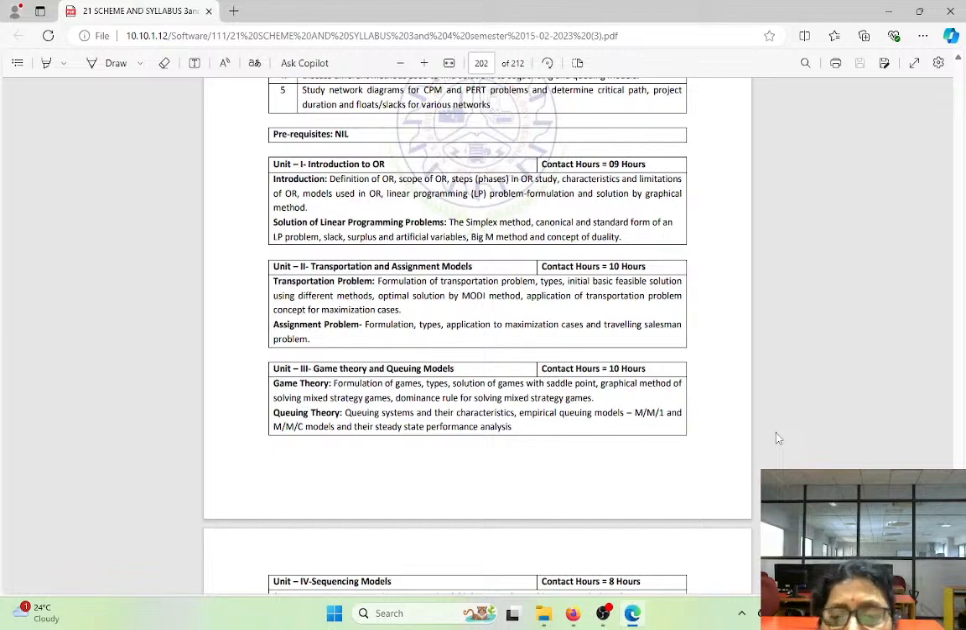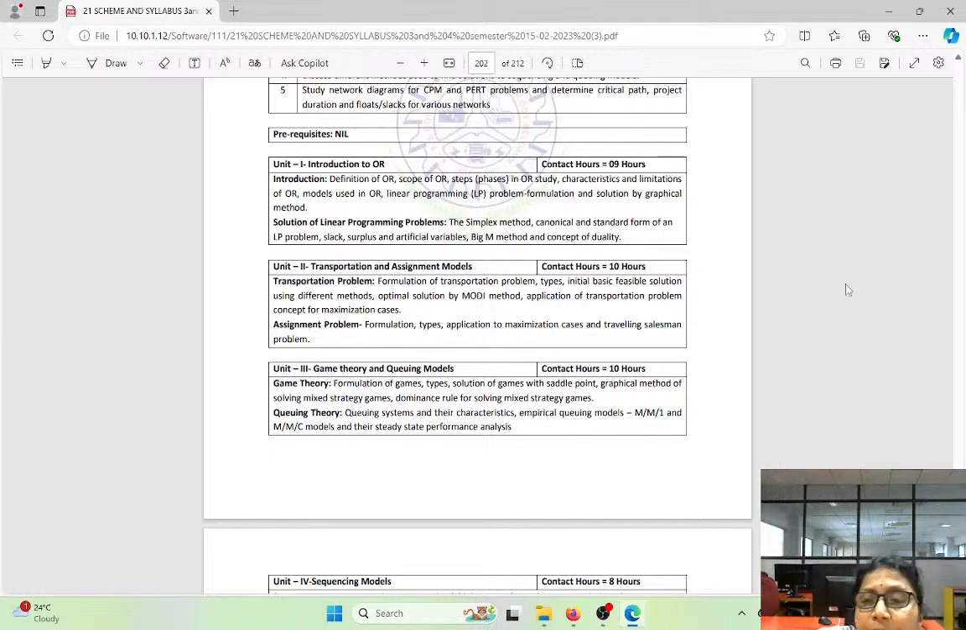In queuing theory, again, what is the concept of queuing systems, what are the characteristics, how you are going to prepare the model, how you are going to develop the model, and how you are going to get the solution for that, so that the performance can be enhanced. At the same time, again you can analyze the performance.